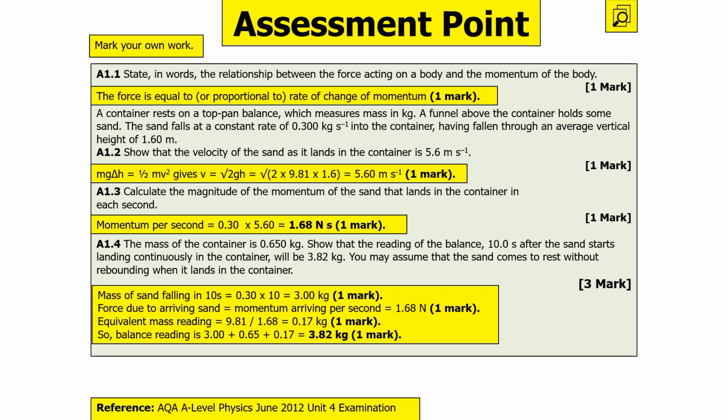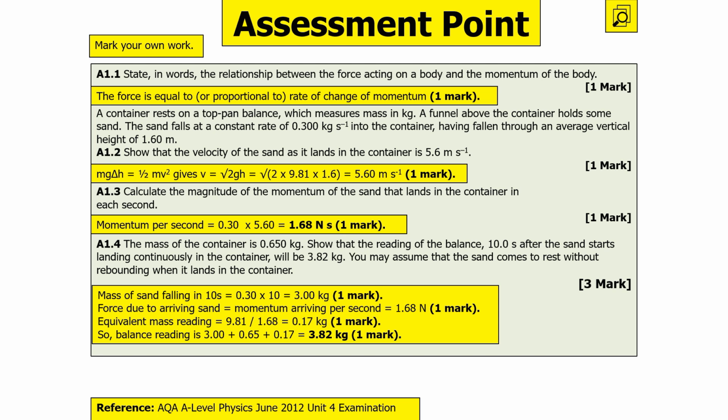Now the mass of the sand falling in 10 seconds is going to be 0.3 times 10, so it's 3 kilograms. So our force is our momentum arriving each second, which is 1.68. So the equivalent mass reading is going to be 1.68 over 9.81. So the sand hitting the container is going to produce an equivalent mass reading on the scale of 0.17 kilograms. We know that the container is 0.65, and the mass of the sand itself is 3 kilograms, so the overall value will be 3.82 kilograms.